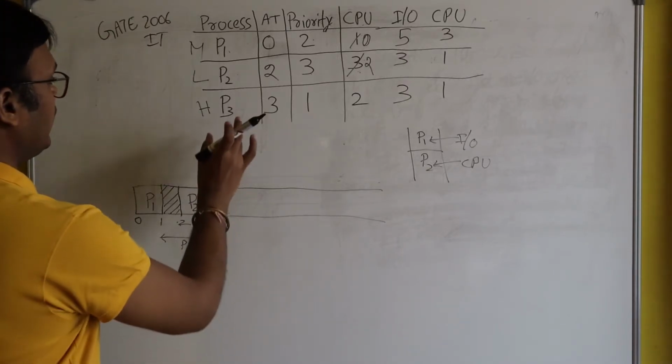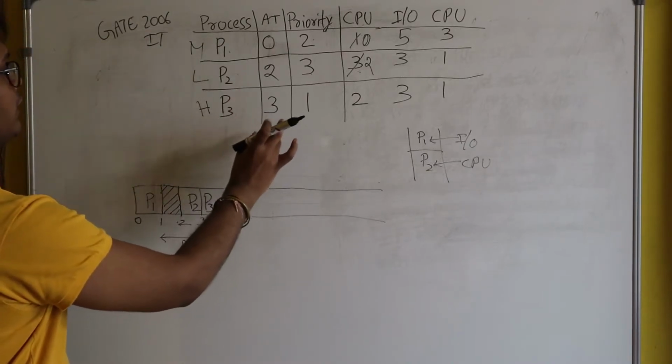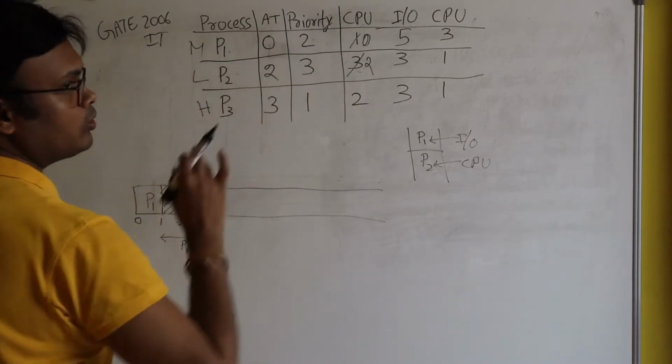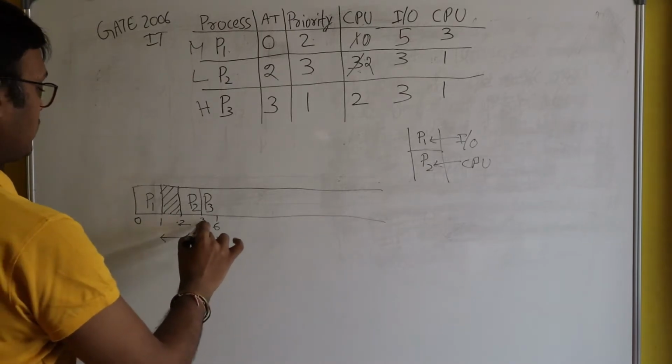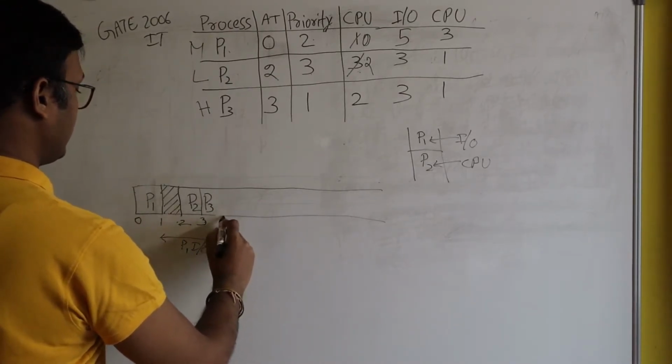Now here, since P3 has the highest priority, P3 will execute its first CPU burst fully. Okay, so process P3 will run from 3 seconds to 6 seconds. So let me write here 6 seconds.